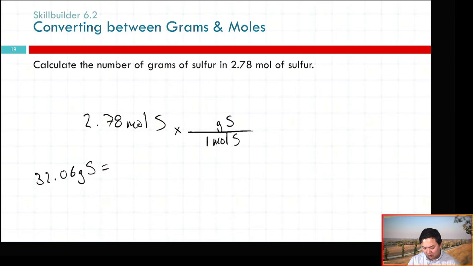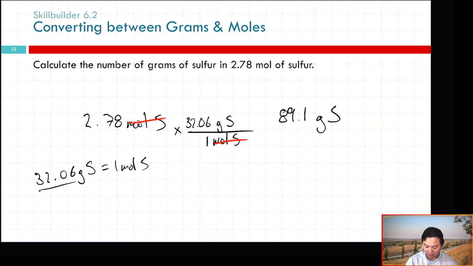So we can take 32.06, and then our units here cancel. And we get 2.78 times 32.06 to get 89.1 grams of sulfur. And always make sure that you're checking through your units. So moles and moles canceled, and that leaves us with grams. So the units here should match. They should match not only whatever you're converting with, but they should match what you're looking for in the answer.